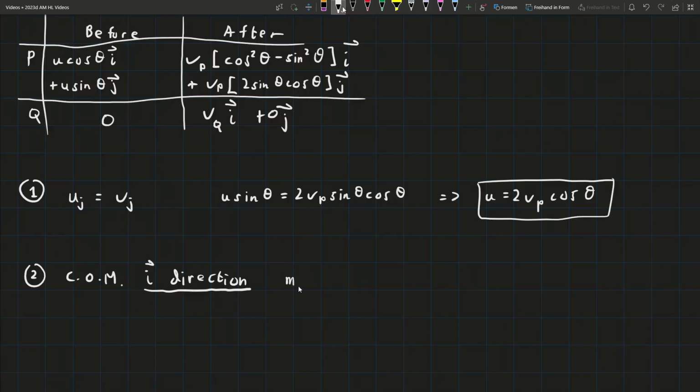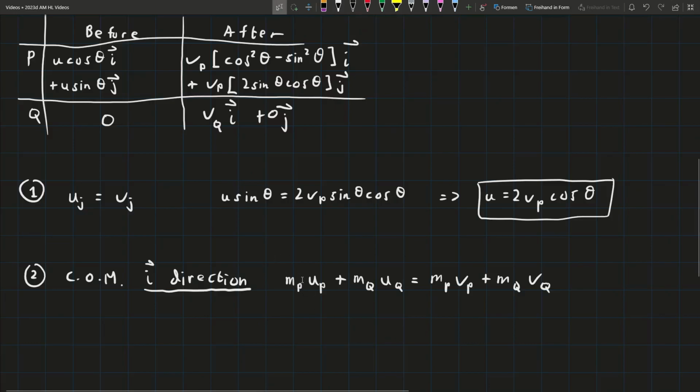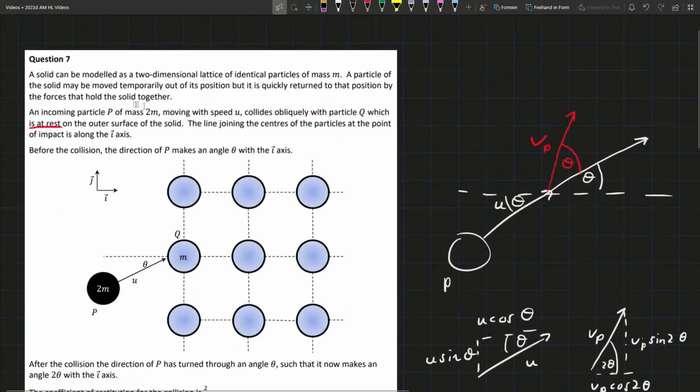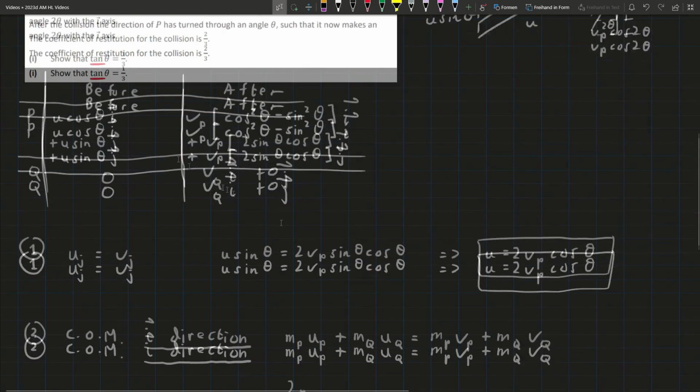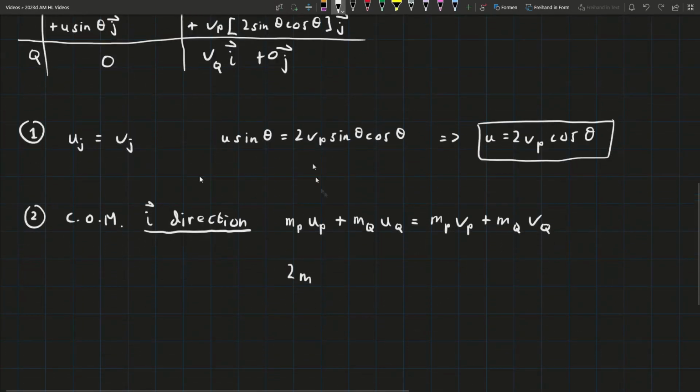So we'll have the mass of P times the initial velocity of P plus mass of Q times the initial velocity of Q equals the mass of P times the final velocity of P plus the mass of Q times the final velocity of Q. This is all just in the I direction, by the way. So for P, the mass of P is 2m, it says here. So we'll have 2m. And then the initial velocity of P in the I direction is u cos theta. We'll have u cos theta. The initial velocity of Q is 0, so this entire term is just going to be gone.